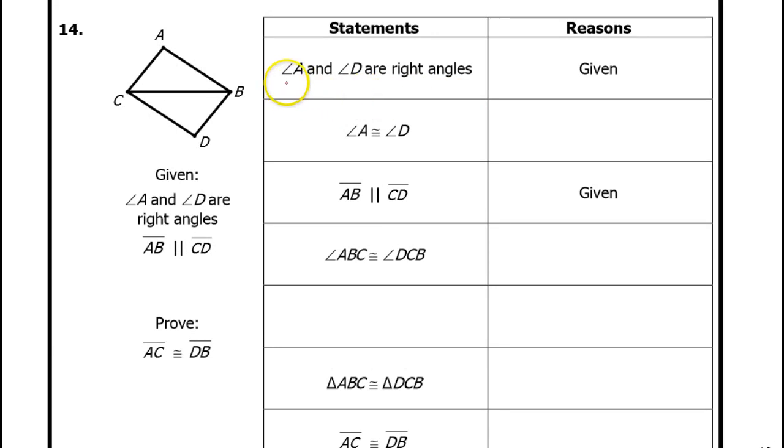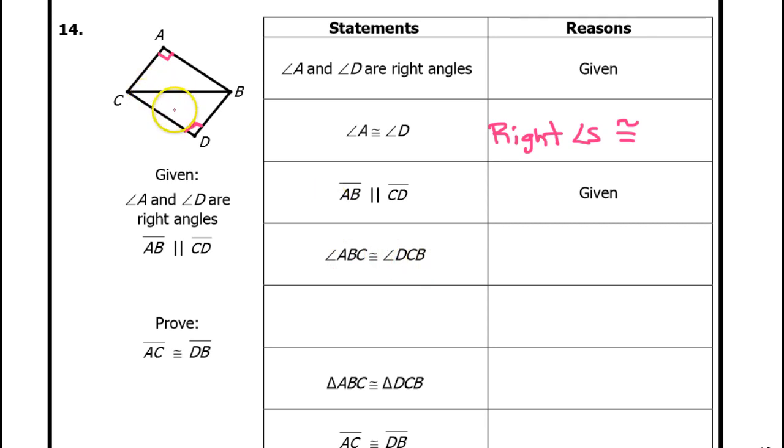Okay, number 14. Angle A and D are right angles. So we can put the little boxes in. All right, whenever we mention that two angles are right angles, the next statement will be that those same two angles are congruent. And the reason is because right angles are congruent. And then here comes our next given. Segment AB is parallel to segment CD. So that leads directly to congruent angles.